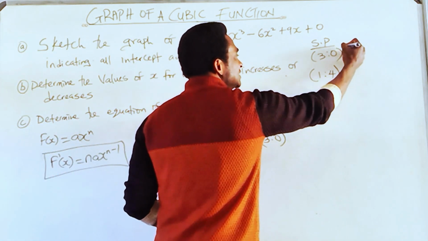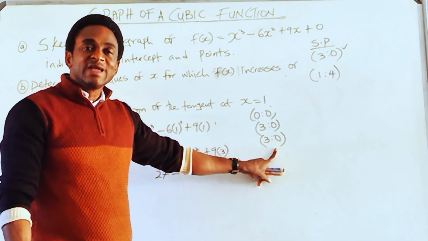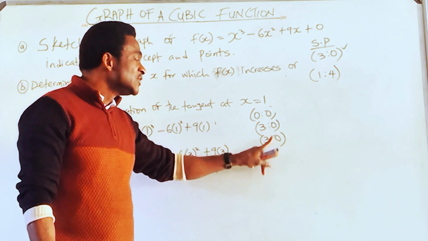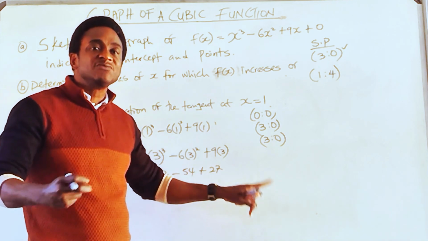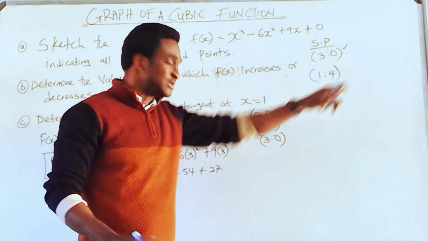If you look at this, this is the stationary point. It corresponds with one of the x-intercepts. So whenever you have a double value, or the same point being repeated for an x-intercept, know that that will serve as one of your stationary points.